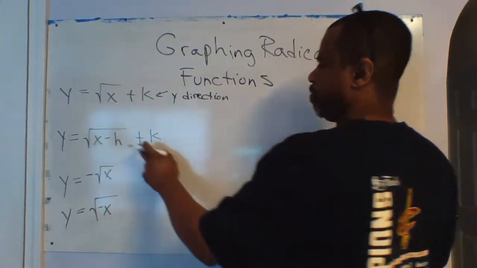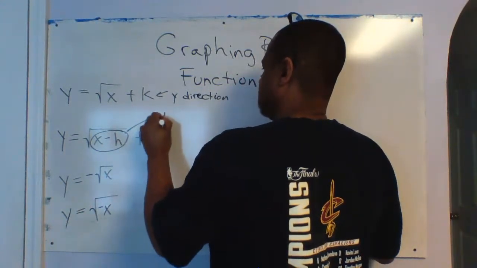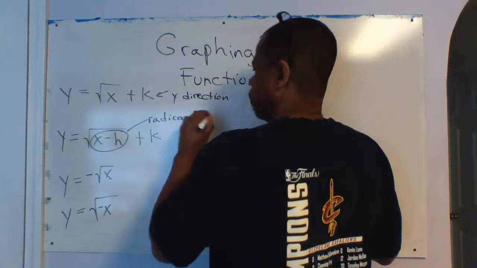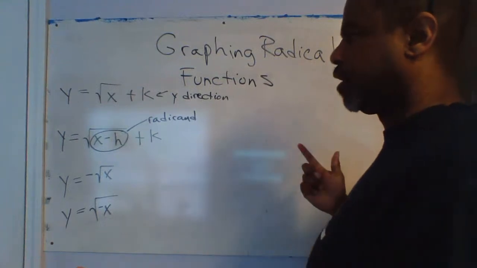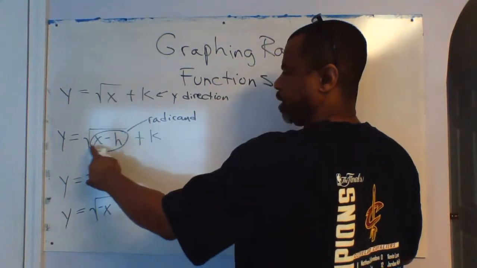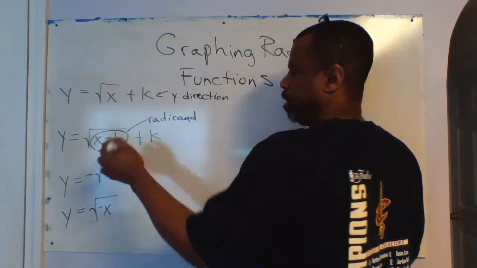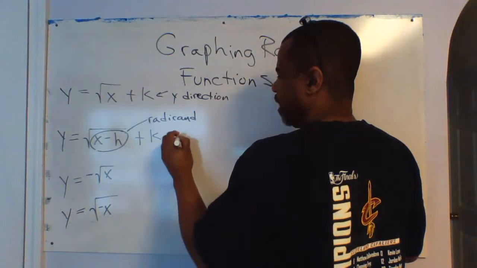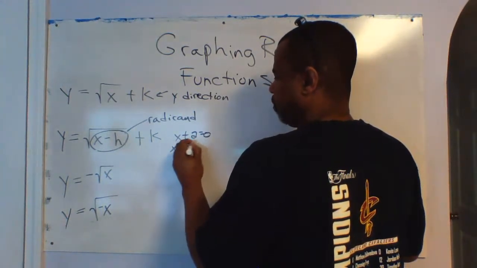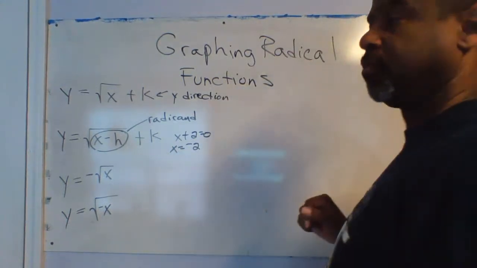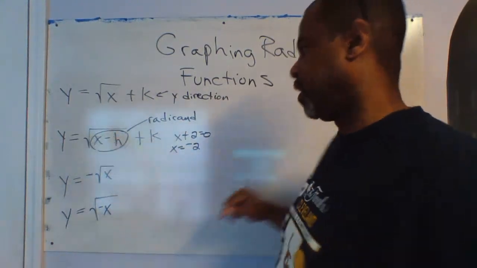If k was negative, you will move it down that many spaces. So now, if it's inside the radicand, you're going to shift in the other direction. So in other words, you're going to set whatever this number is, h, equal to 0. Okay. So for example, if I had x plus 2, set that equal to 0. So my shift would be x minus 2.